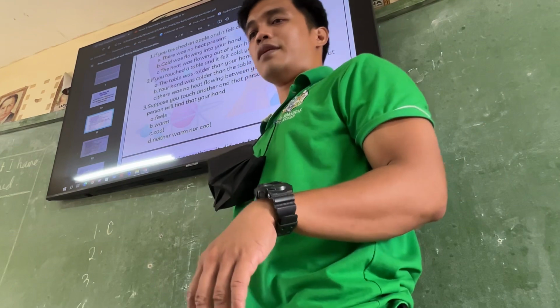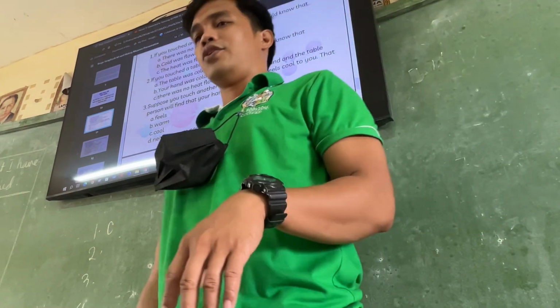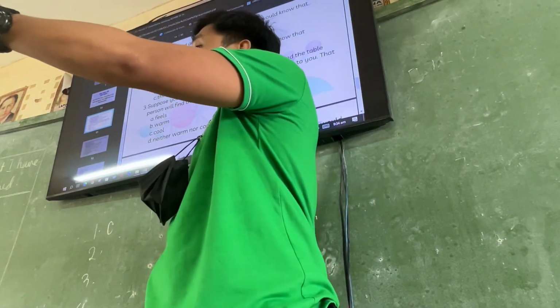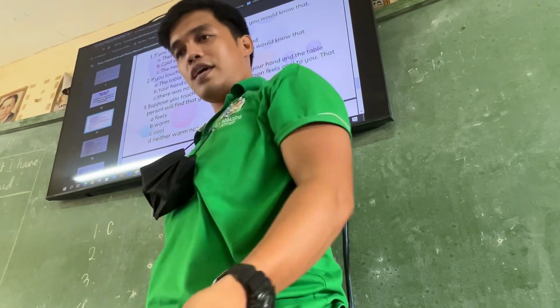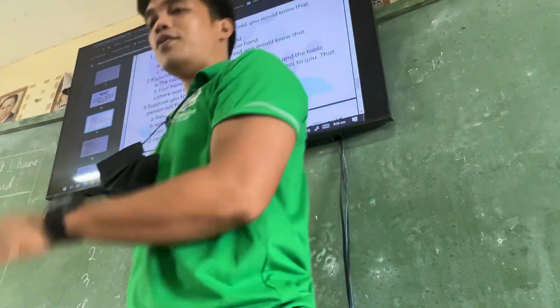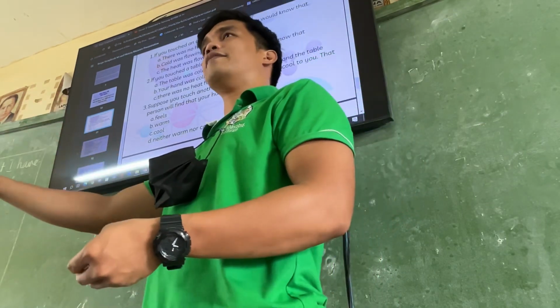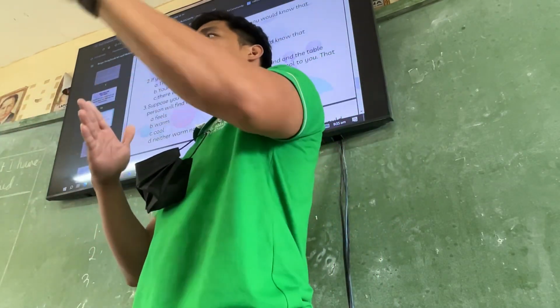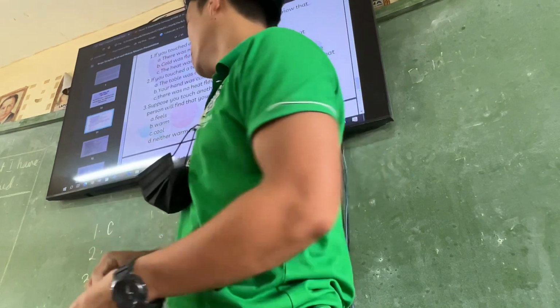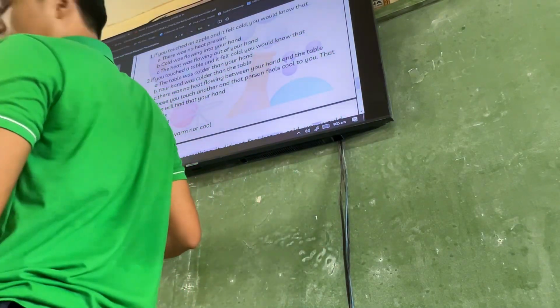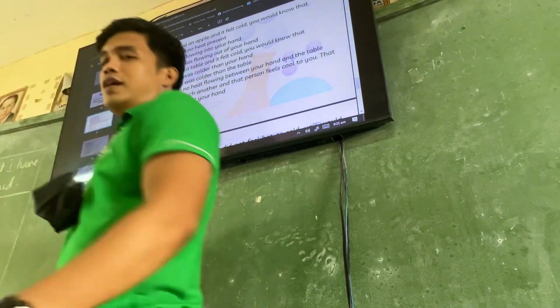Okay, number 2. If you touch a table and it felt cold, you would know that? The answer is A. The table was cooler than your hand. If you touch something cold, it means your hand lost heat, and the heat went to the table. So the answer is A.